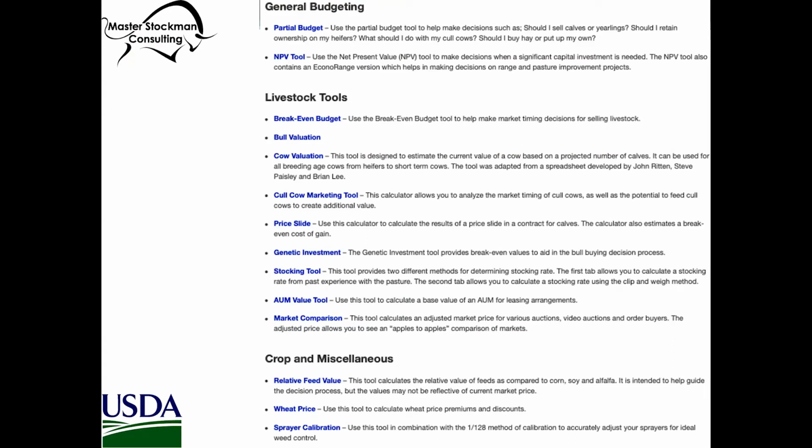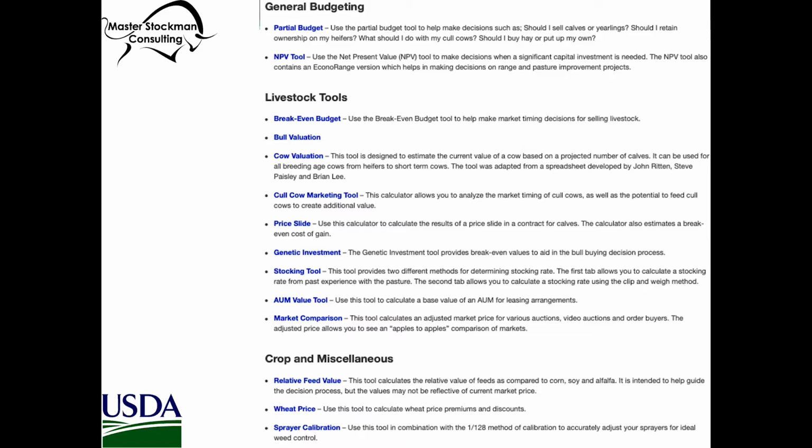So this is the list of tools now. We'll talk about the partial budget a little bit today. There's a net present value tool, break-even budget. I've shared that with Idaho, Utah, and Wyoming wool growers numerous times in the past in terms of when to market lambs and where you break even on those lambs, those sorts of things. The cow valuation / ewe valuation tool lets you look at how much you can afford to pay for ewes.